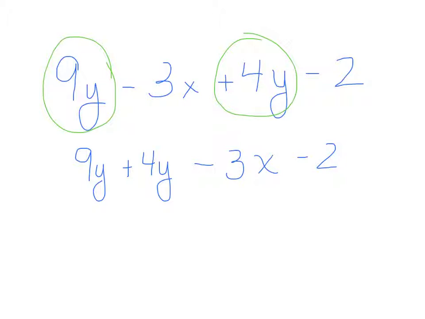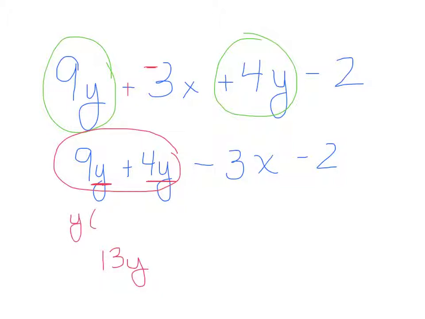The reason being is, remember, this subtraction is really plus a negative, so it's plus a negative 3x, really. And then I can look at the like terms that I have, the 9y plus the 4y. So if I add those together, I get 13y. The reason being is it's the reverse of the distributive property. If I take out the y, I'm left with 9 plus 4, which is then the 13. And we always write the number in front of the variable.